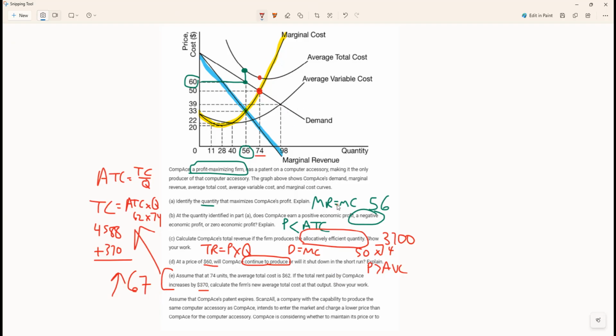It's either monopolistically competitive or it's a monopoly. Looks like it's the only producer, so it's a monopoly, but it is losing money in this market.